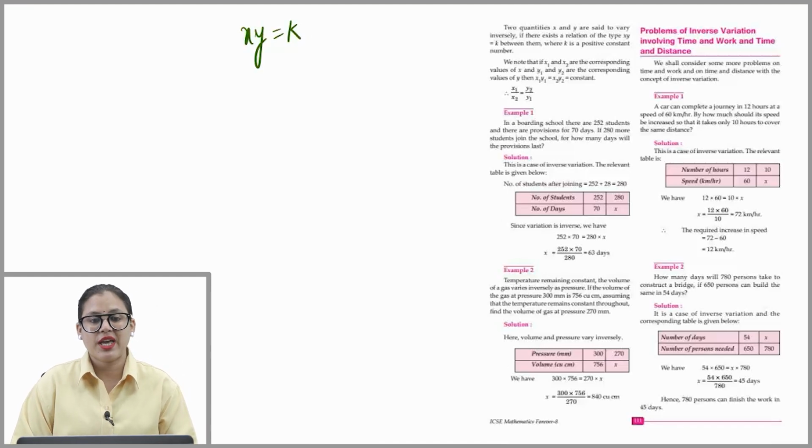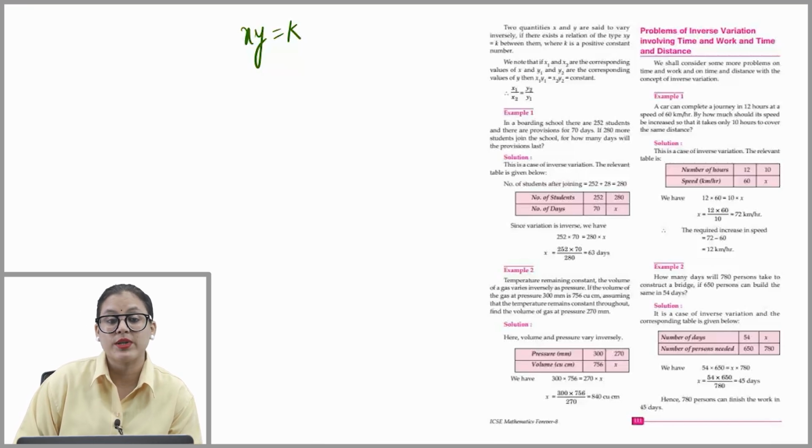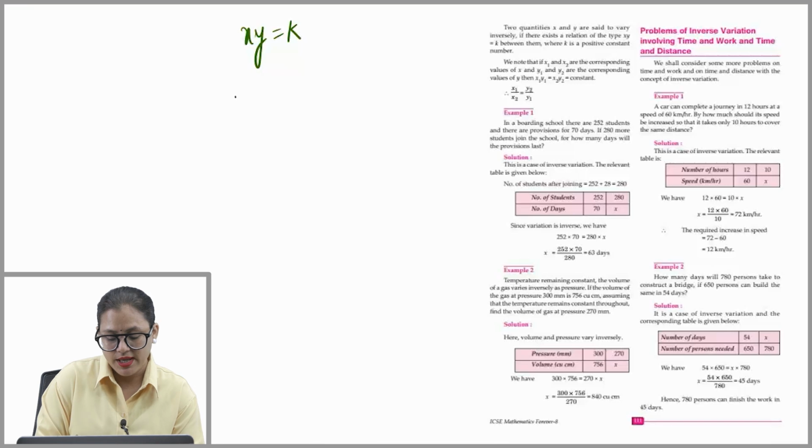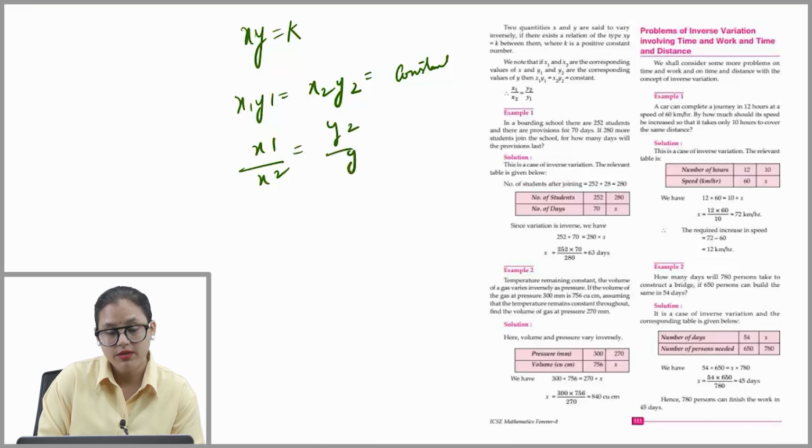We note that if x1 and x2 are the corresponding values of x and y1 and y2 are the corresponding values of y, then x1 y1 is equal to x2 y2, which is equal to a constant. So, x1 upon x2 is equal to y2 upon y1.